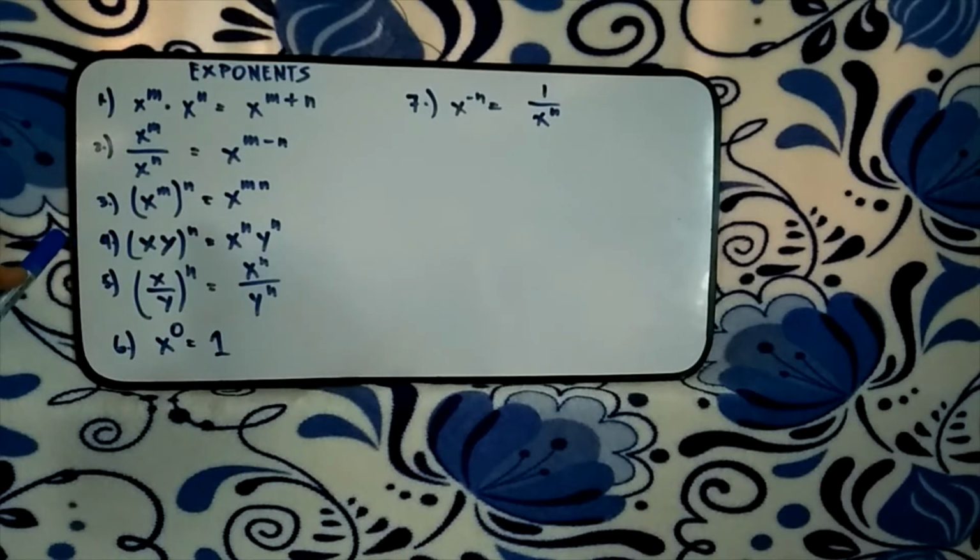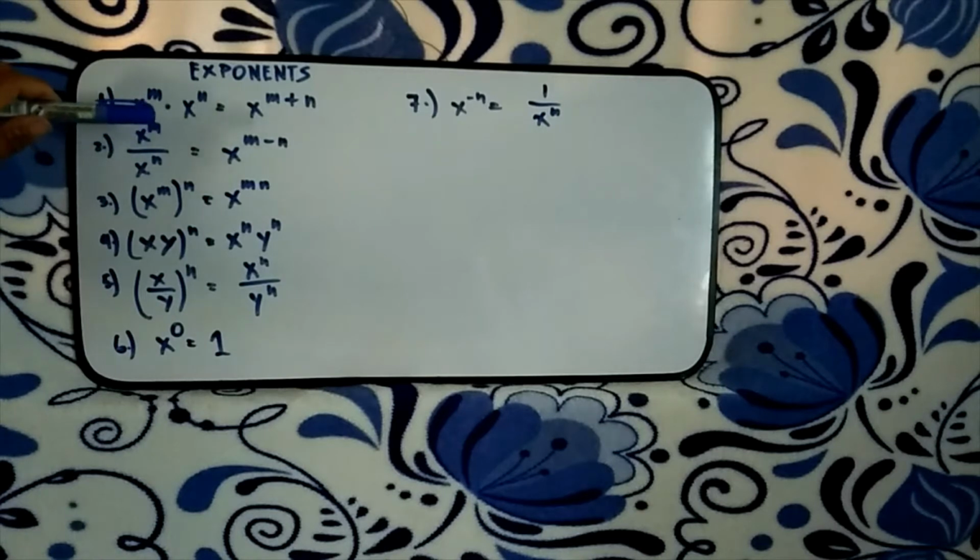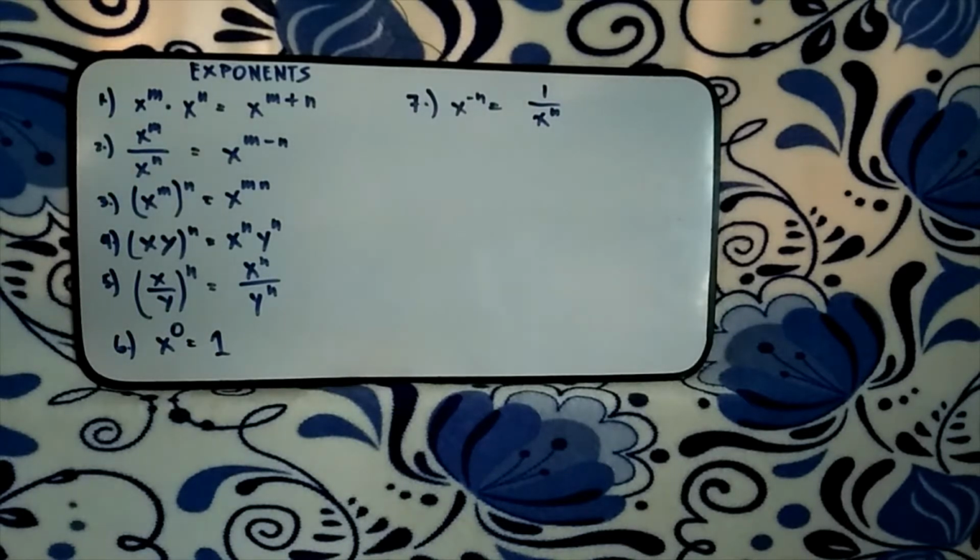Ang gagawin naman, pag susubtrakin yung nasa taas at yung nasa baba. Kaya x raised to m less n. Third rule is multiplication rule. Pag multiply natin yung exponent niya.